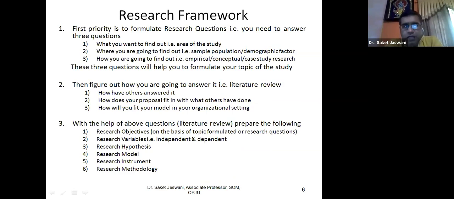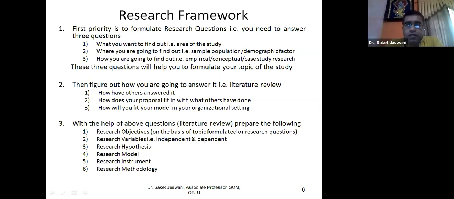This research framework was developed by me, for a better understanding of research. It generally helped me to write my papers and conduct my research work. So there are 3 things I need to answer before starting my actual research work.